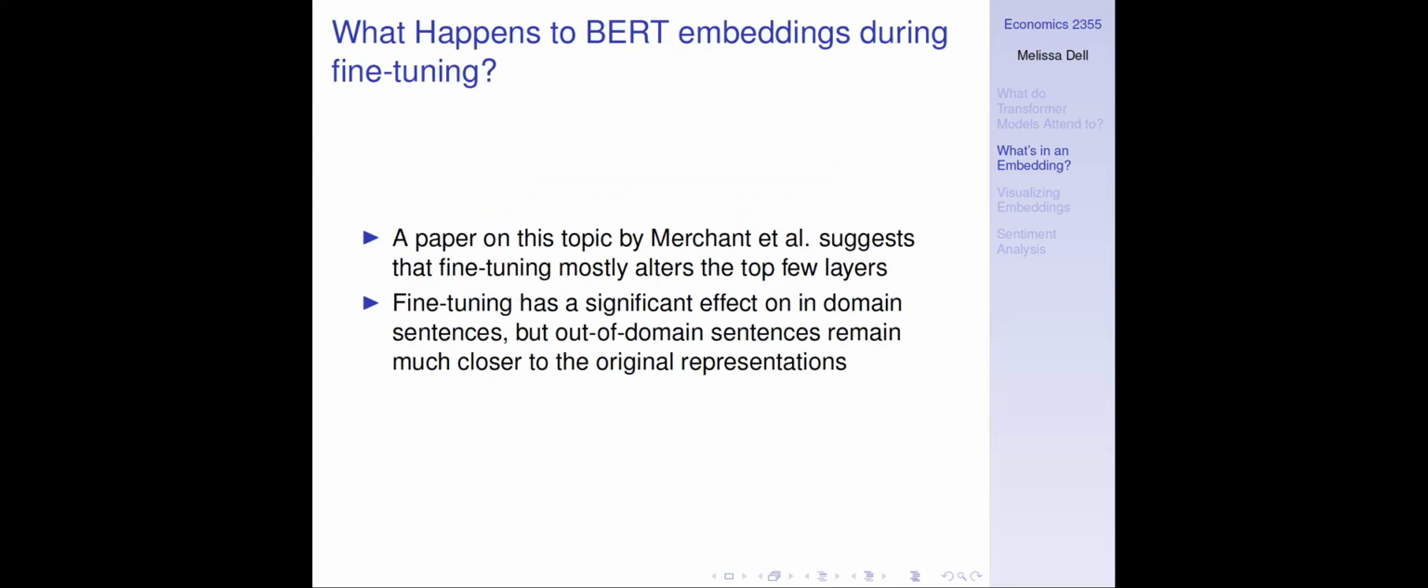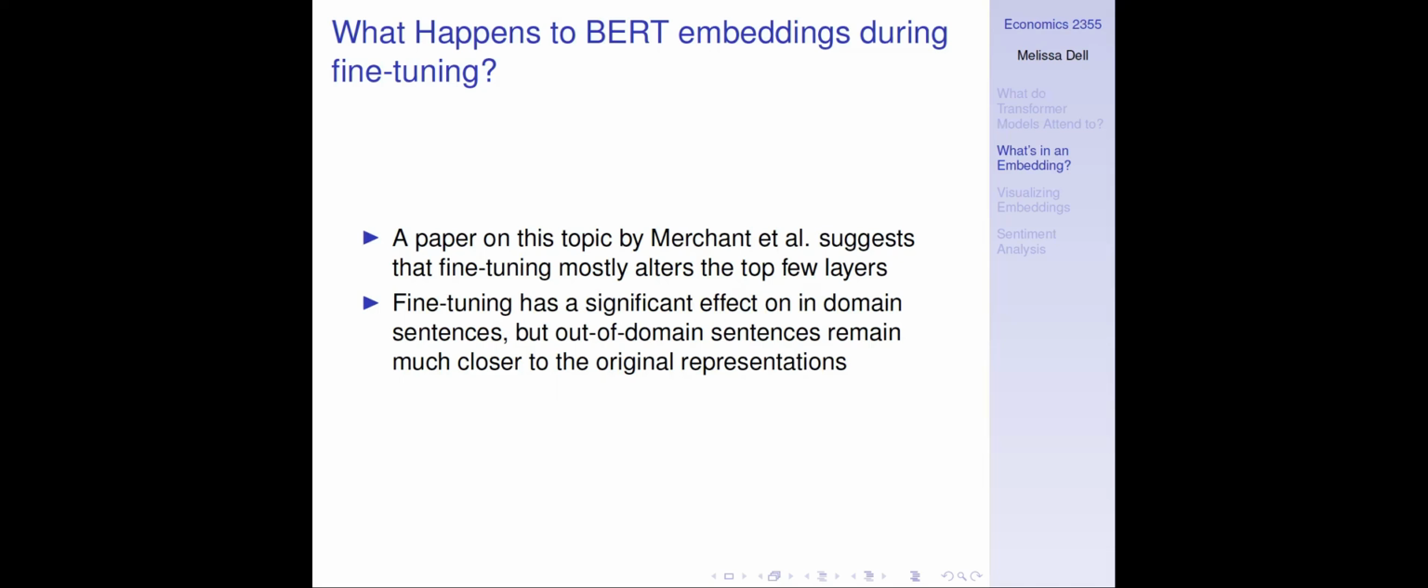Another question is what happens to BERT embeddings if you fine tune the model? There's a paper on this by Merchant et al. that suggests that fine tuning mostly alters the top few layers, and fine tuning has a significant effect on in-domain sentences, but things that are out of domain from fine tuning remain much closer to the original representations, which again makes a lot of sense.